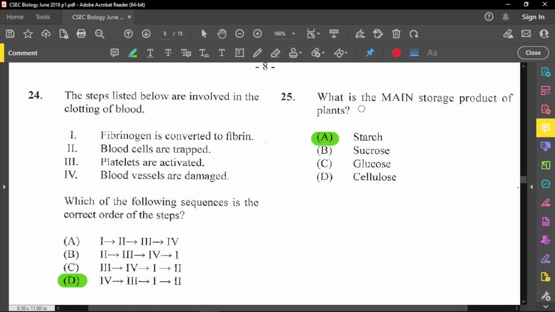Now, for number 25, it said, what is the main storage product of plants? And that is starch. I don't need to go any further with that. Cellulose is used to make structures, okay?